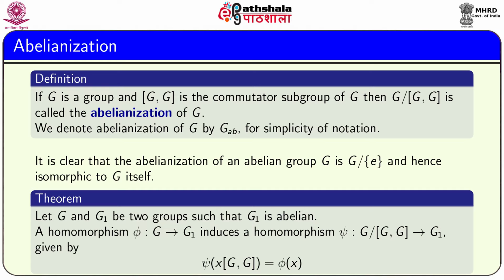That means, if we take a typical element xG' from the Abelianization of G, then x is an element of G which was mapped via the function phi to the element phi x of G1. Then the new map psi will take that particular element xG' to the same element phi x.